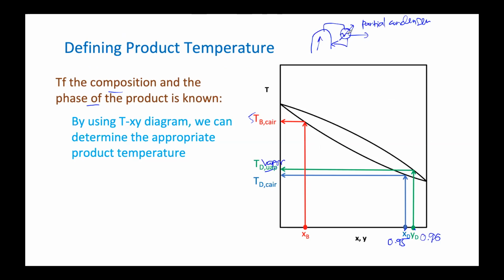So the vapor will be the distillate. The distillate is in the vapor phase, while the remaining part, the reflux, is in the liquid phase. So we read it on the curve for the vapor. This is the curve for the vapor, and this is the temperature for the vapor. Okay, that's number one.